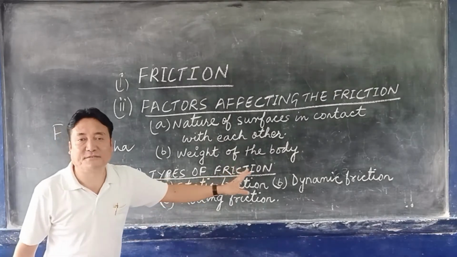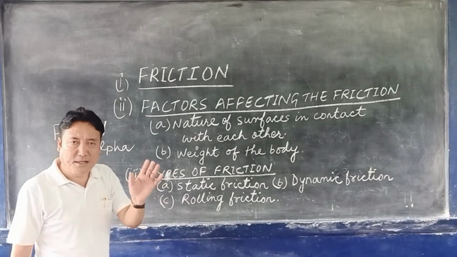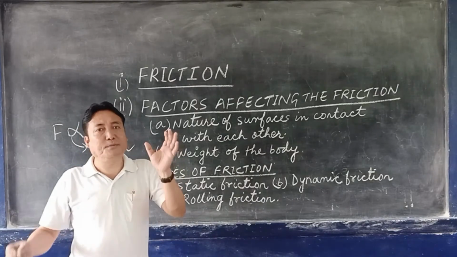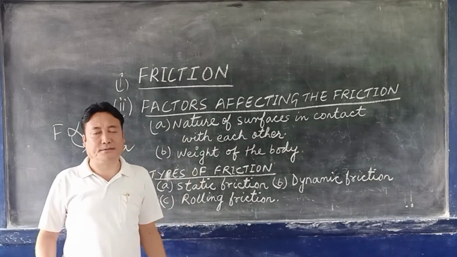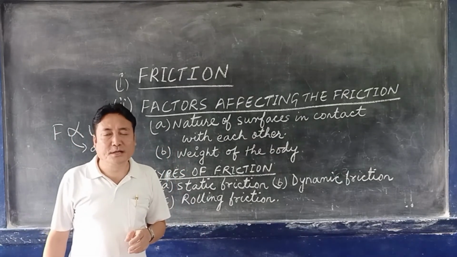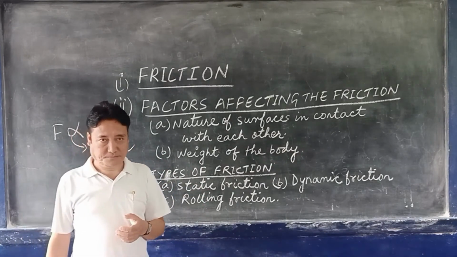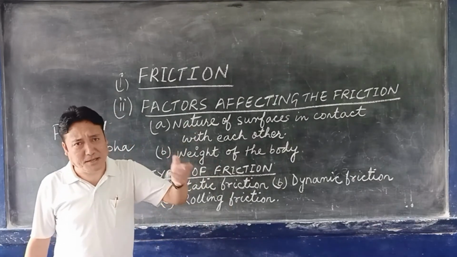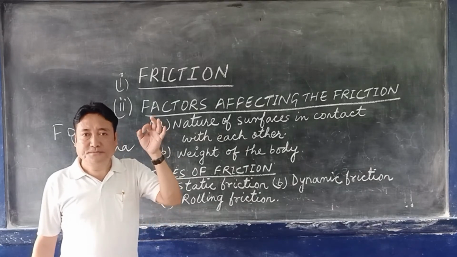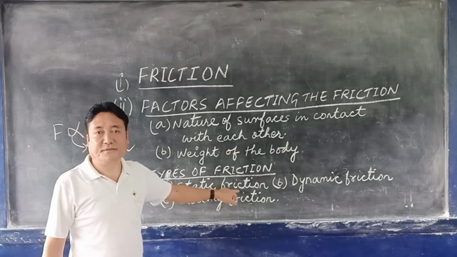Number one is static friction. The word static means rest, not to move, in which the body will not move. Suppose a wooden block is kept on the table, and if a lesser force is applied on that wooden block placed on the table, the wooden block will not move. It remains at rest, it remains stationary. There the friction is produced, and that friction we call static friction.